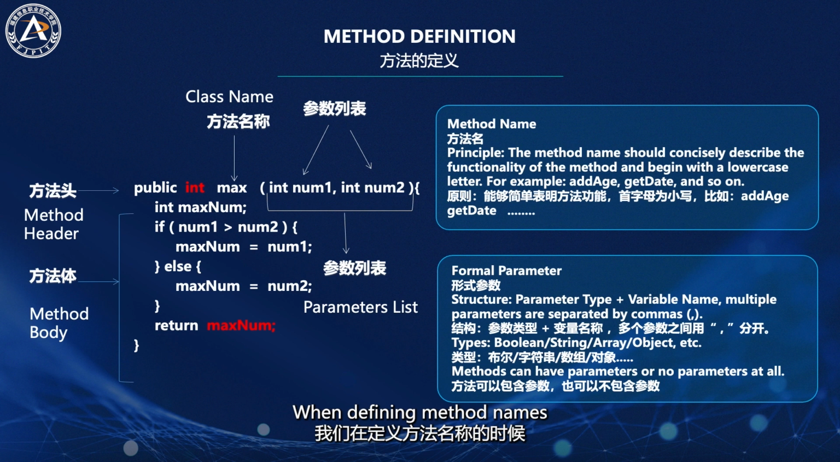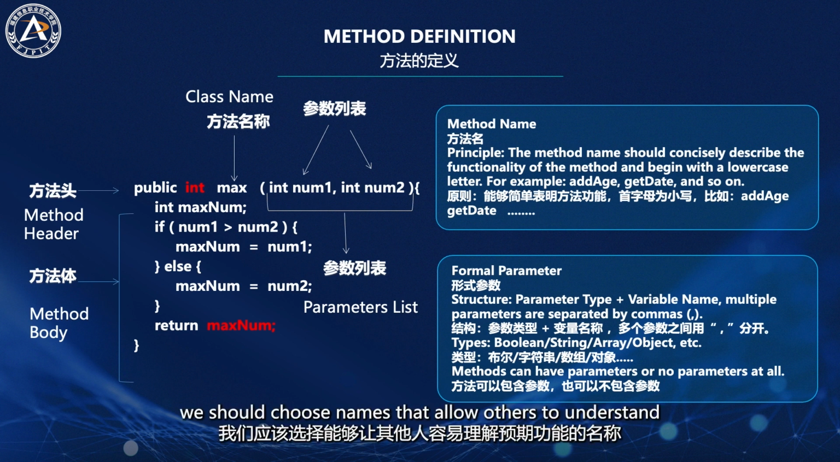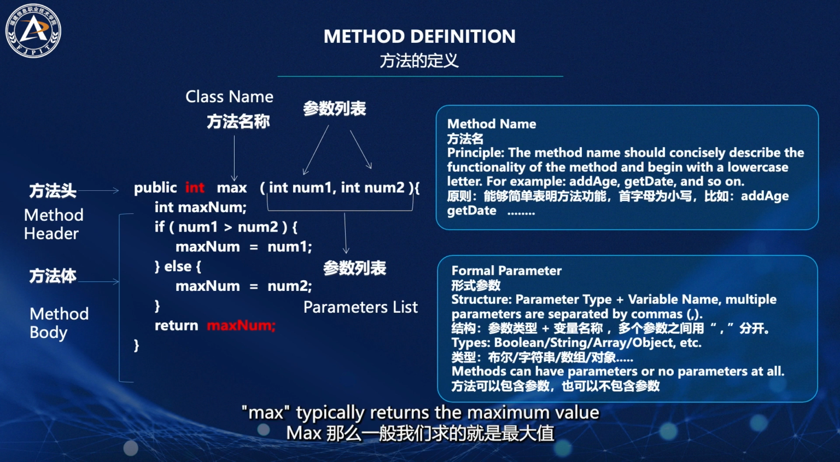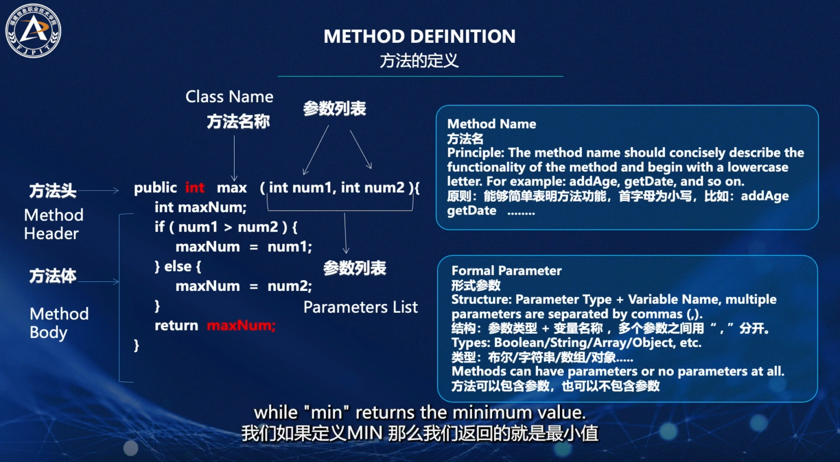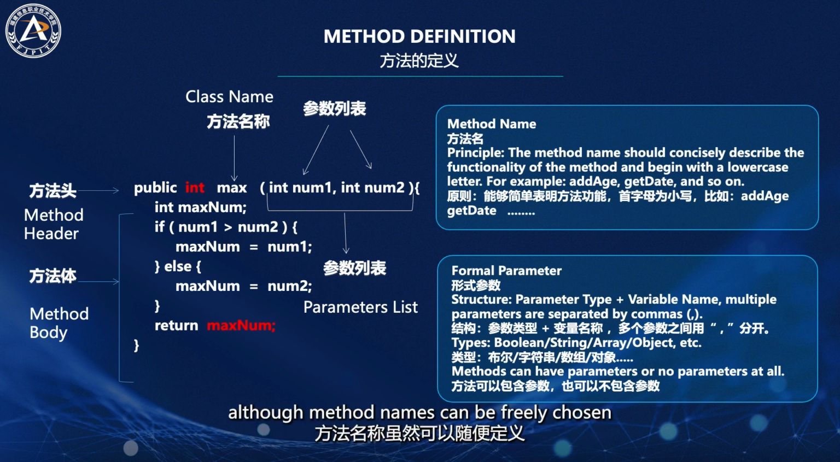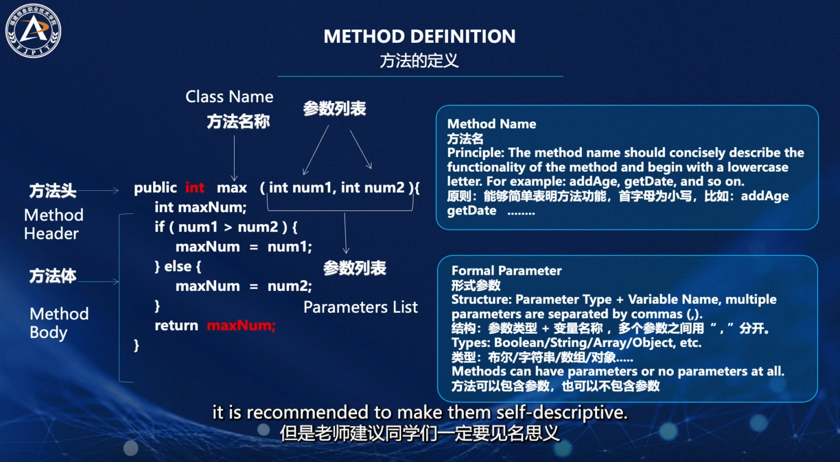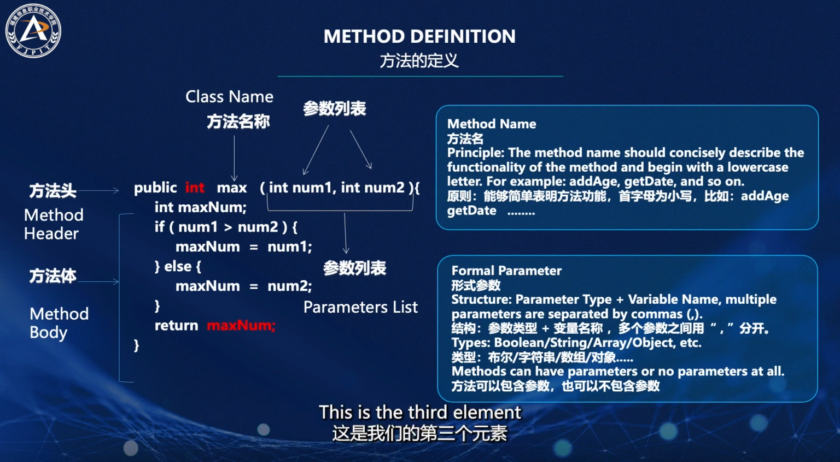When defining method names, it is essential not to use confusing names like A, B, C, or D. Instead, we should choose names that allow others to understand the intended functionality easily. For instance, max typically returns the maximum value, while min returns the minimum value. Therefore, although method names can be freely chosen, it is recommended to make them self-descriptive. This is the third element, which is the method name.